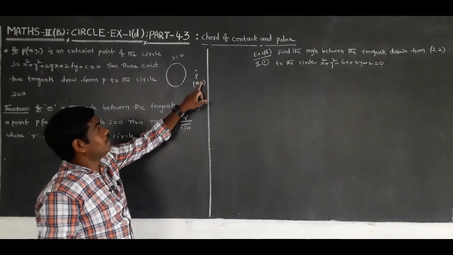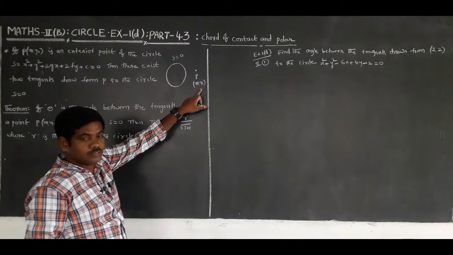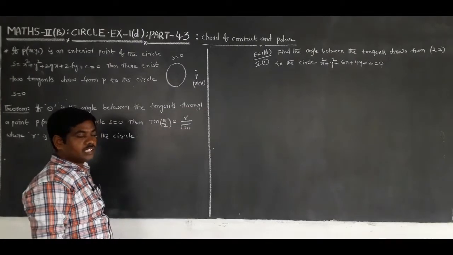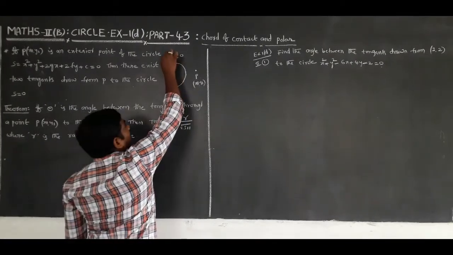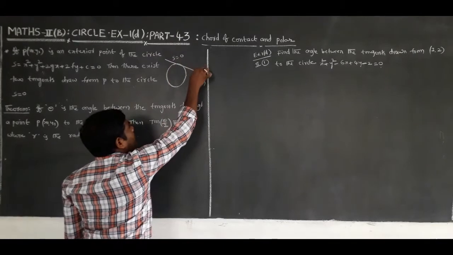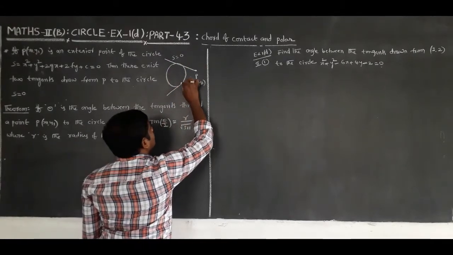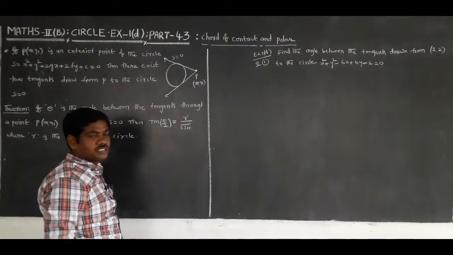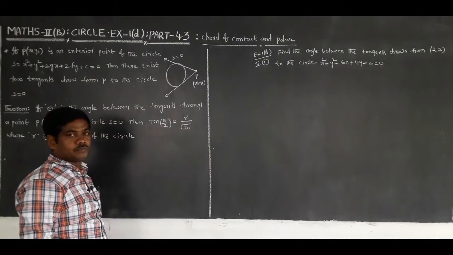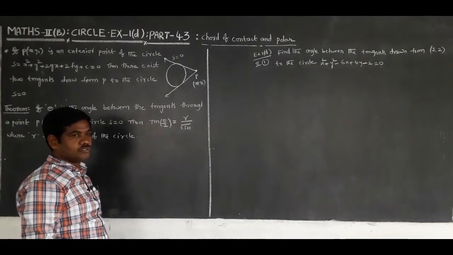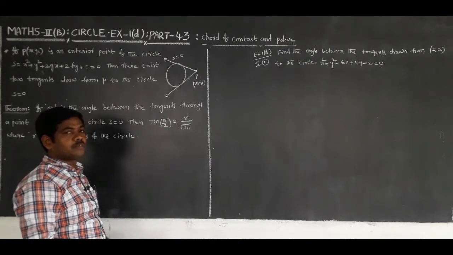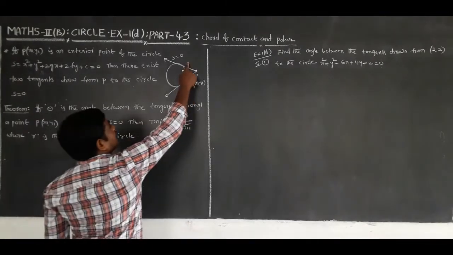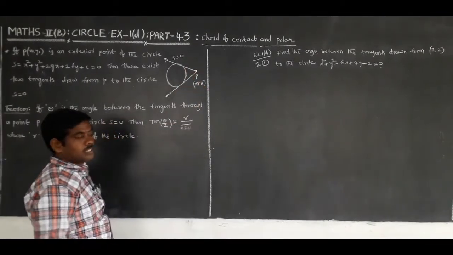P(x1, y1) is the exterior point of the circle. Then there exist two tangents drawn from P to the circle. How many tangents are possible? Two tangents. Only two tangents are drawn from P to the circle.